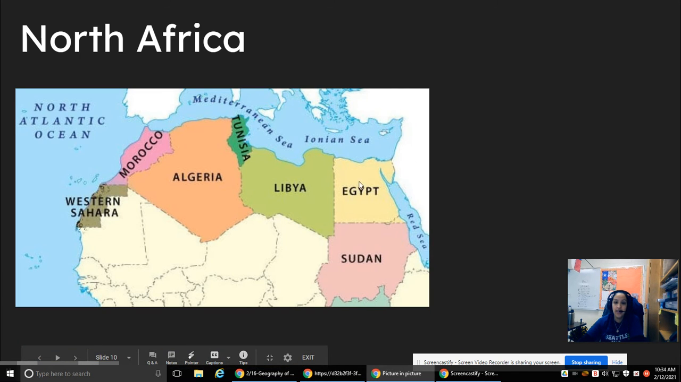So here we have Egypt. In case you didn't know, Egypt is in North Africa. It's right here by the Red Sea. Saudi Arabia is over here to the right. Below Egypt, you have Sudan, Libya to the left or the west, Tanzania, Algeria, Morocco, and then Western Sahara. North of North Africa, we have the Mediterranean Sea and the Ionian Sea.